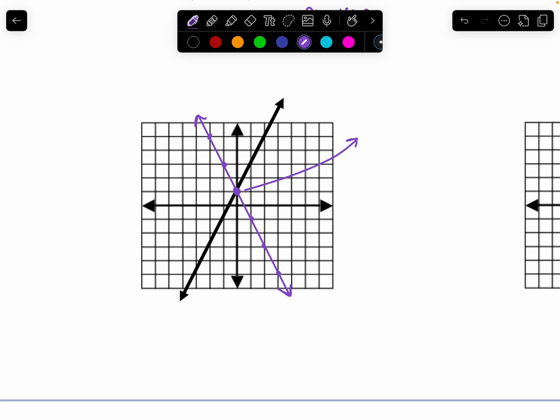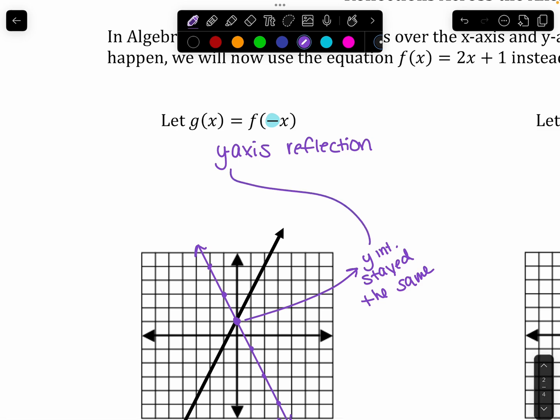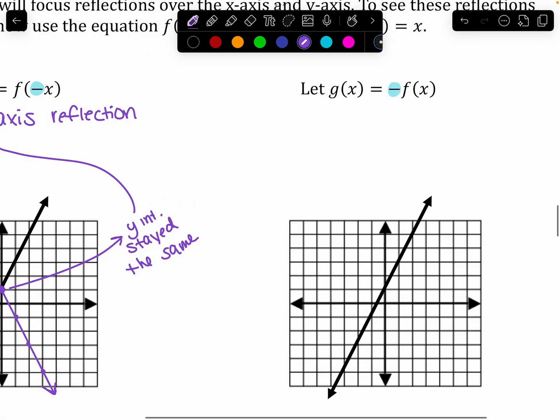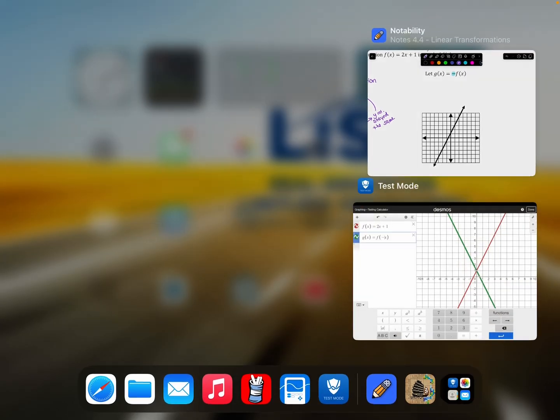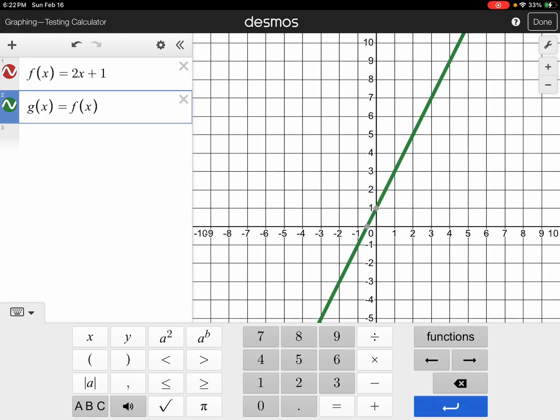Okay? And you might want to make a note to yourself. Y-intercept stayed the same, which is how you know it is a y-axis reflection. Okay, so now that we know that, let's make an educated guess, a hypothesis, if you will. If the negative is in front of f of x, what do you think is going to happen? Let's check it out in Desmos and see if you were right.